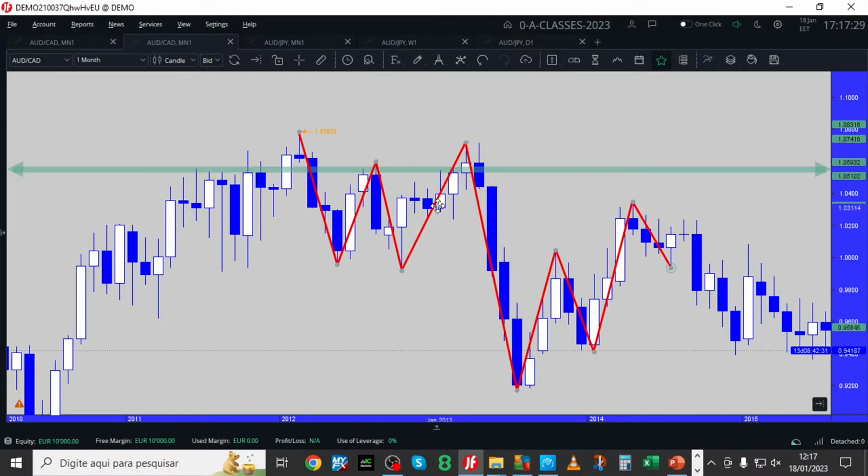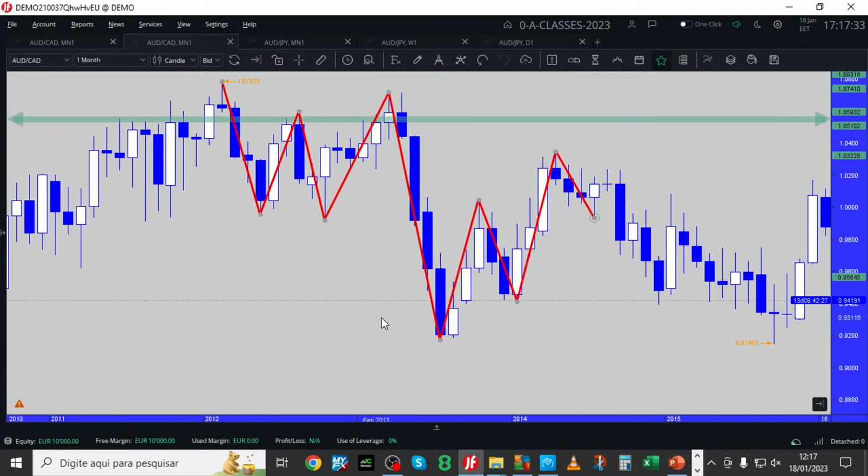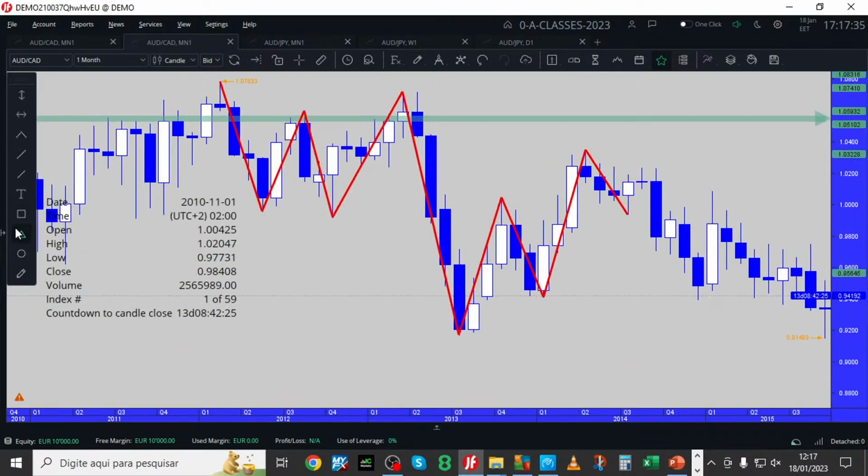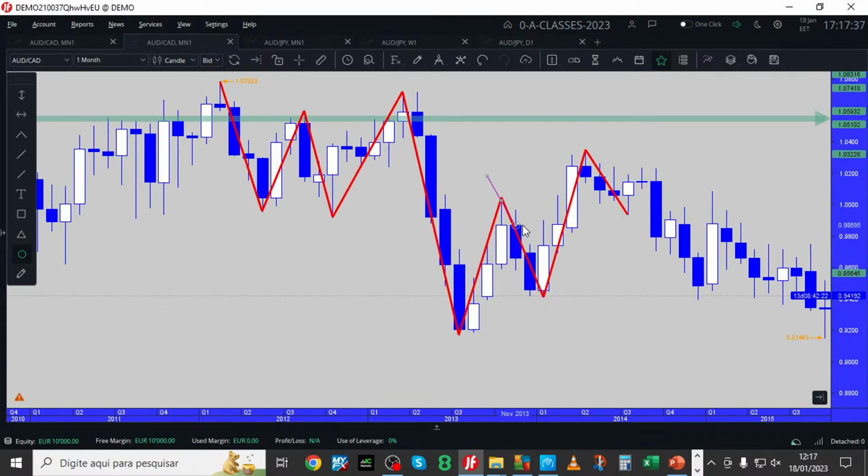See, everybody, it's always the same. We are not breaking any rules. After the high, we had a low. After the low, we had a high. After the high, we had another low. After this low, we had another high. And now we have another low, but there are no highs, right?